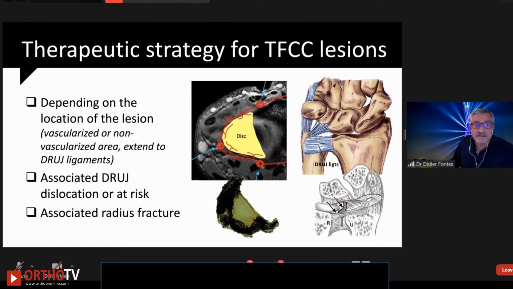So what is the therapeutic strategy? Patrick will speak about it, but of course it depends on the location and on the vascularization or not of the lesion. It's also important to know whether or not there is a DRUJ instability, or if the lesion is at risk of instability. And sometimes it can also be associated with a radius fracture. So these patterns are very important to the decision.